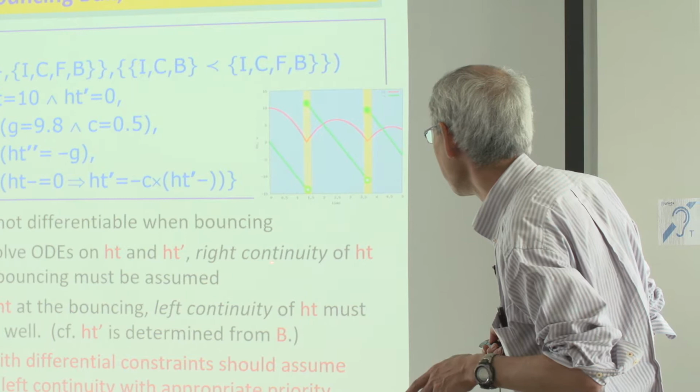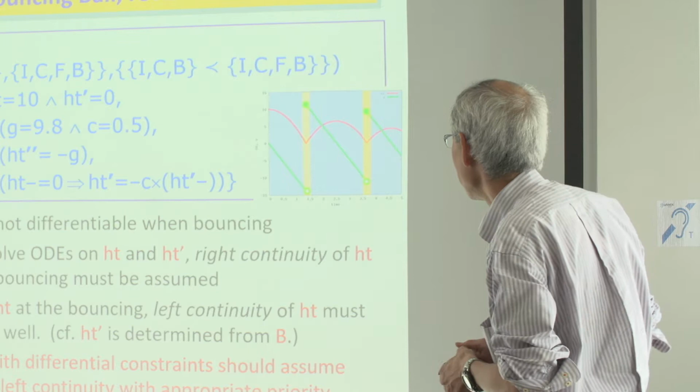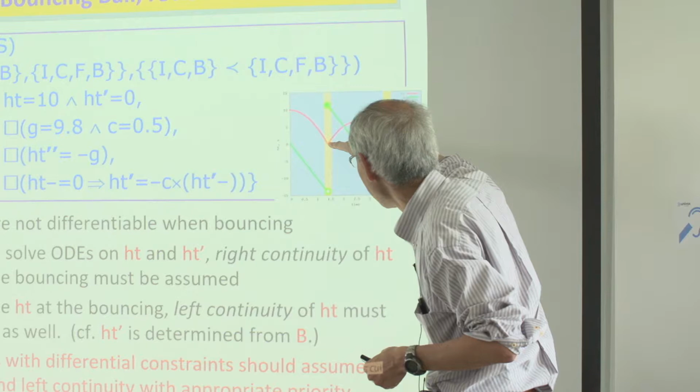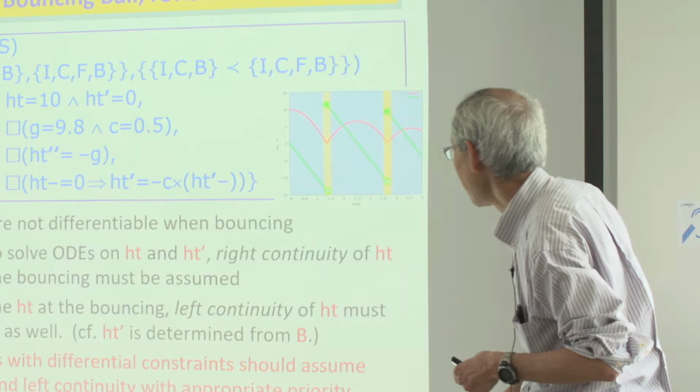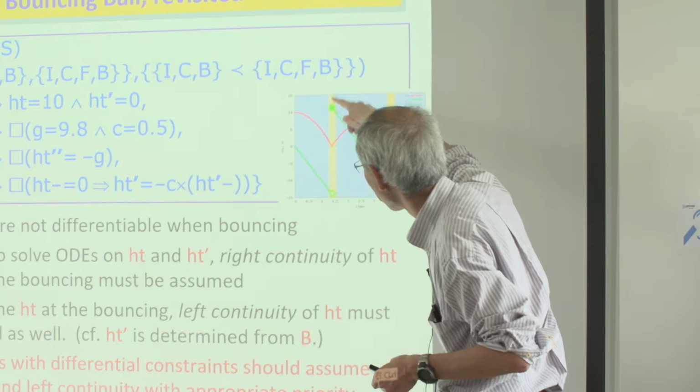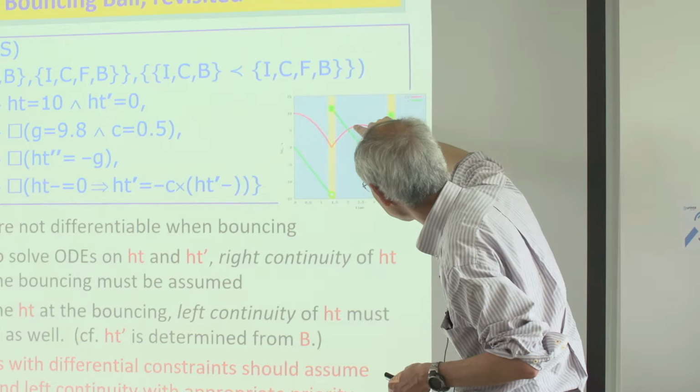And the second point is that at this time, there is no full derivative. So there is only the right derivative at this point. So this means that this is some discontinuous point. But we still need to solve the ODEs after this point. So something strange happens here.